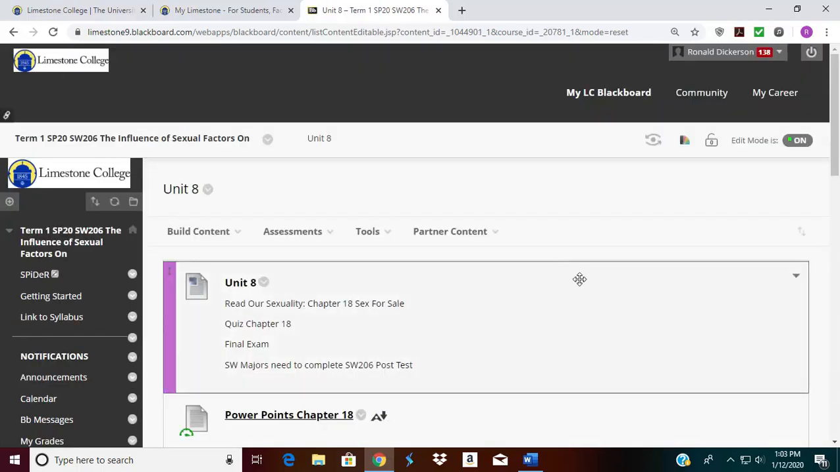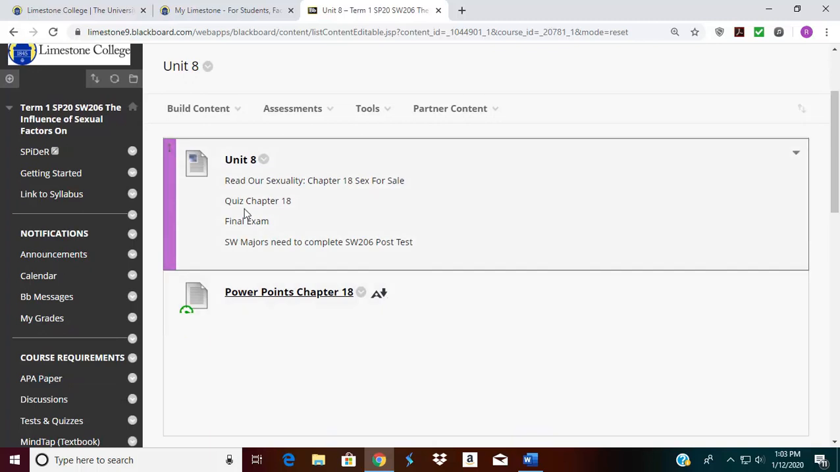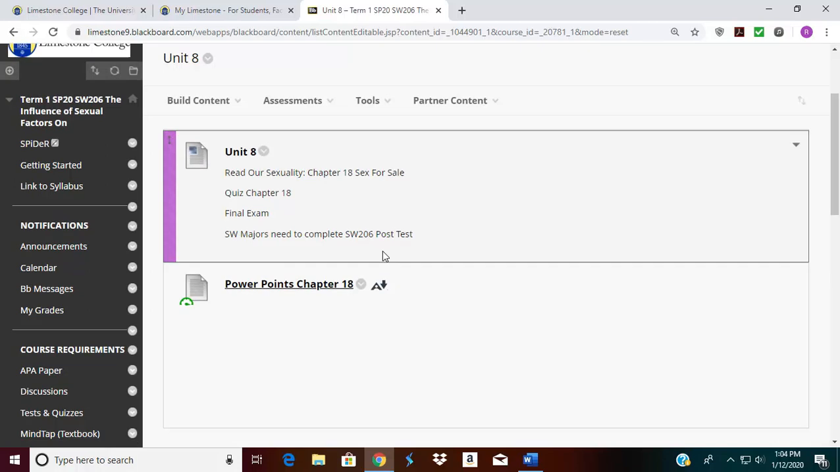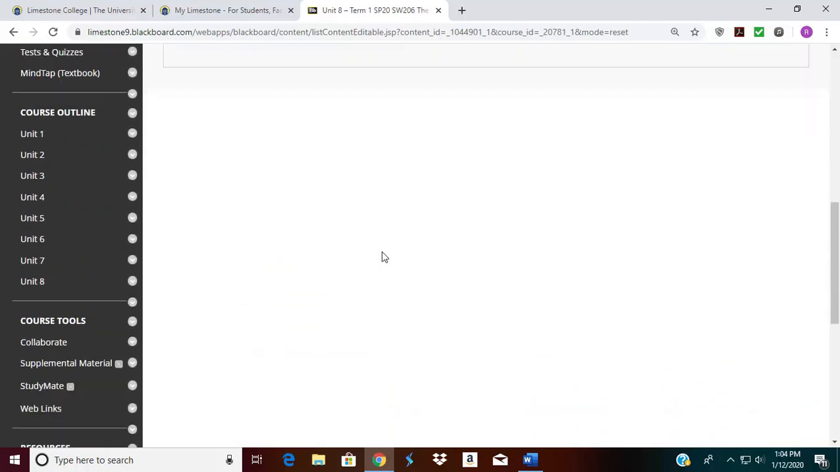Unit 8 is your last chapter that you have to do. So again, you're going to have the Unit 8 chapter, and you're going to have the quiz for Unit 8, and then you're going to have your final exam that's going to open up one day after your quiz closes. If you look at your course schedule under Unit 8, you'll see the date when your final exam opens and when it closes. Of course, in Unit 8, all social work majors have to complete the post-test that's scheduled for this particular date. So just be mindful of that.